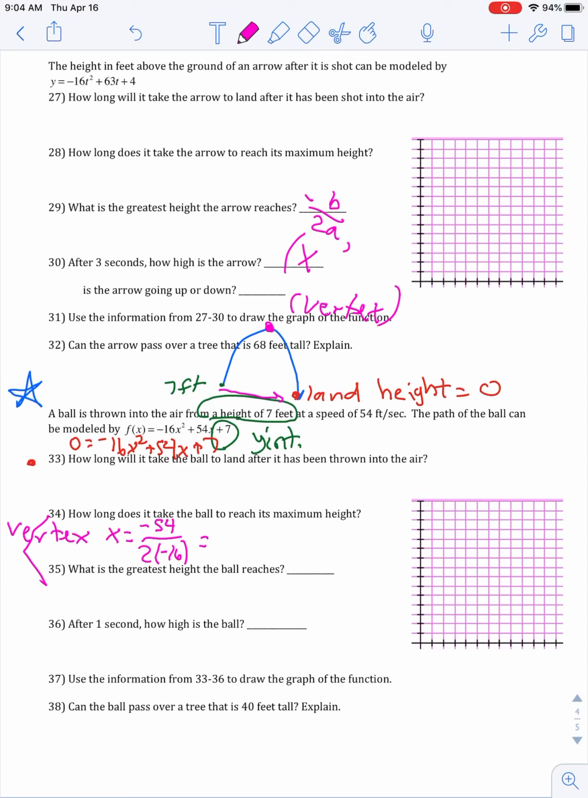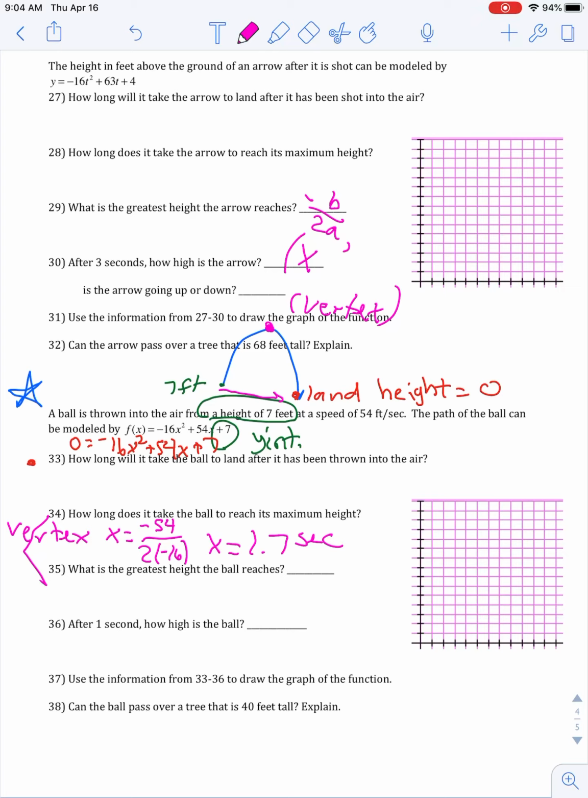Again, use your calculator here. Your x value, if you take negative 54 and divide it by negative 32, is 1.6875 seconds, or we'll round for simplicity of graphing, 1.7 seconds. So that's how long it takes to reach that maximum height.